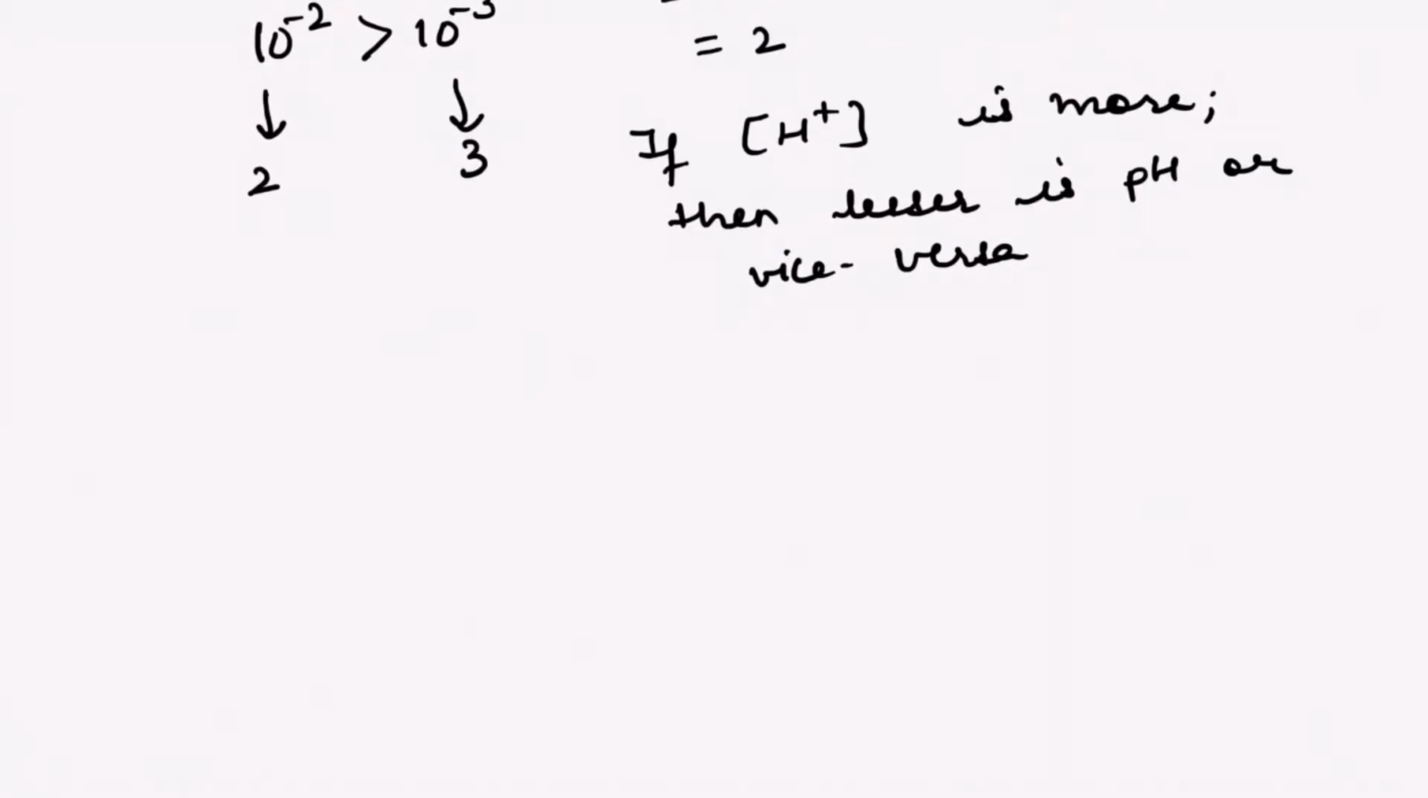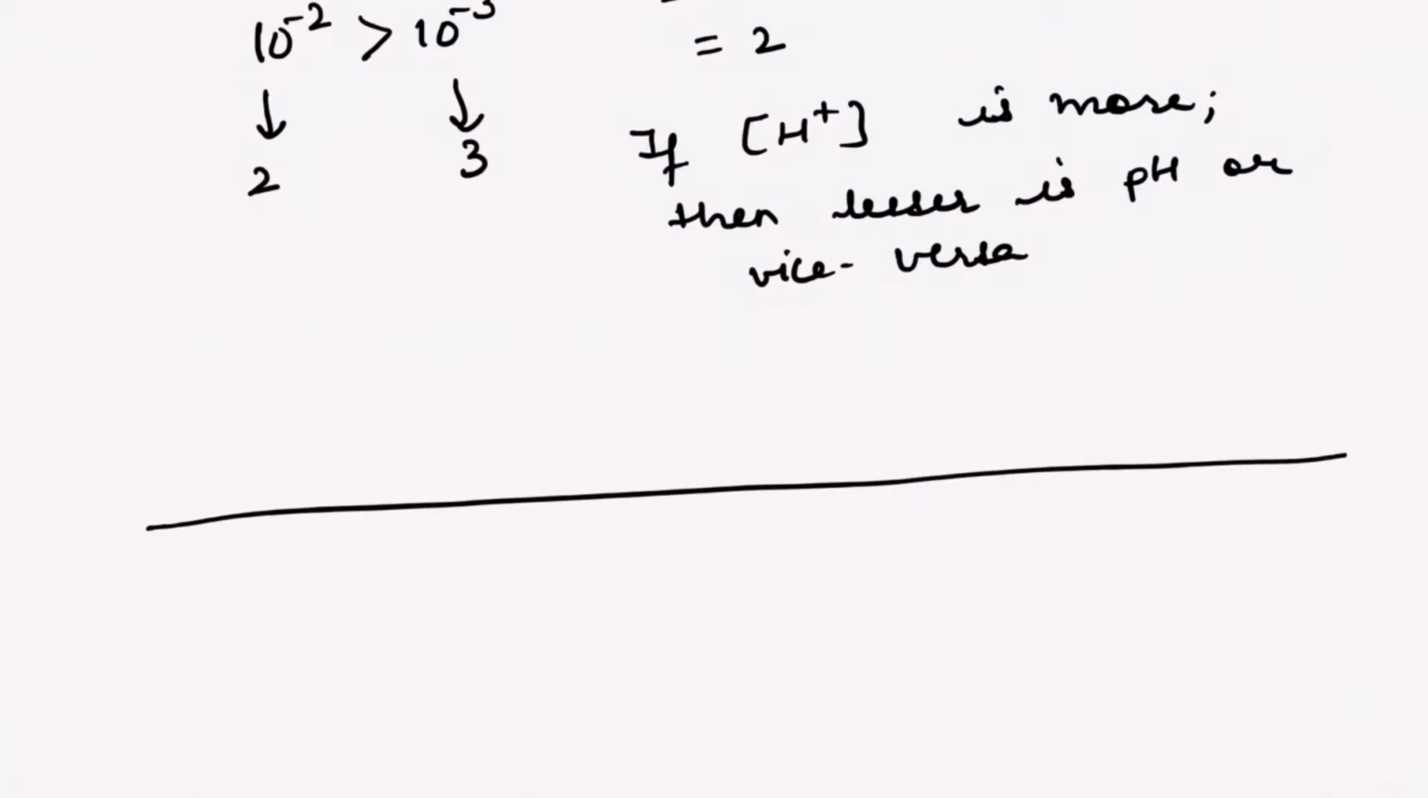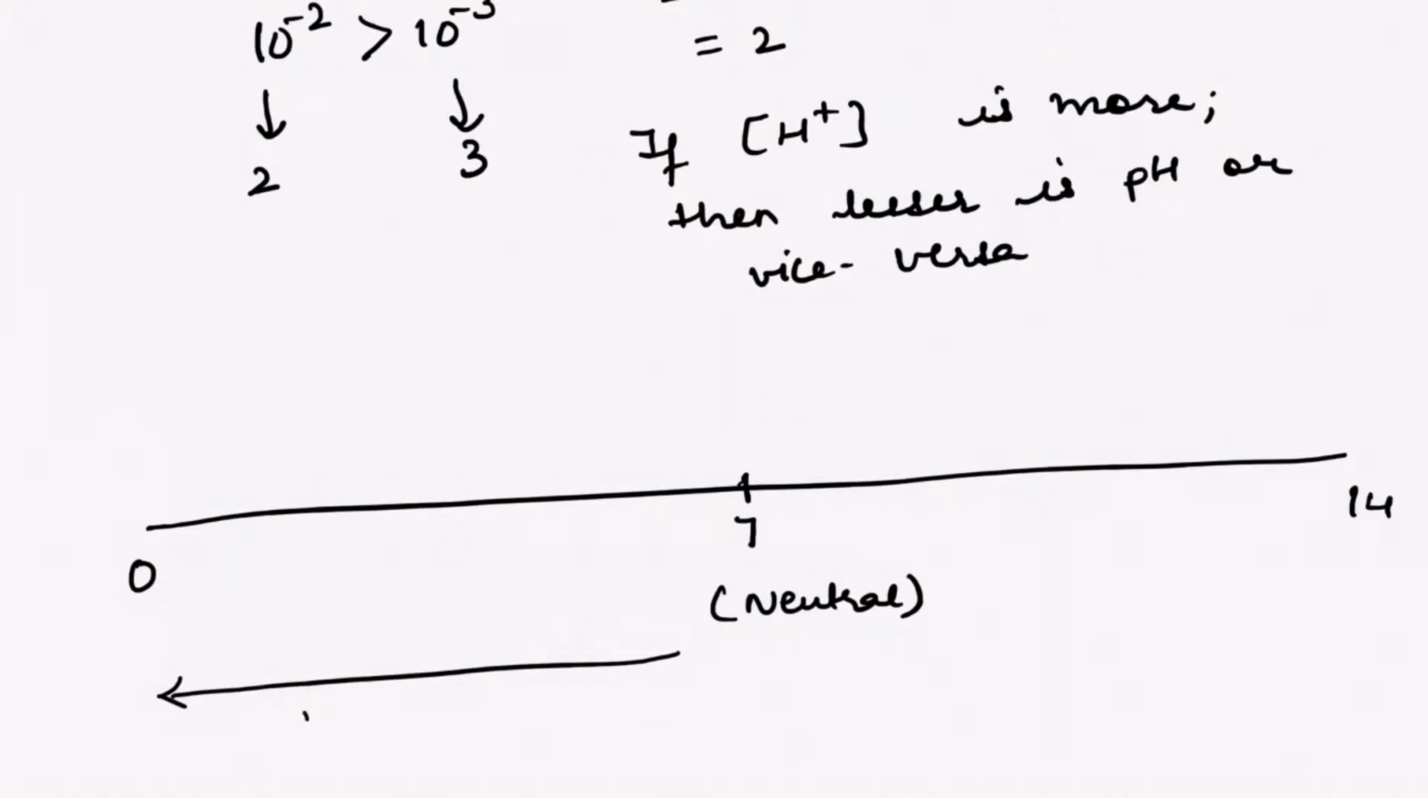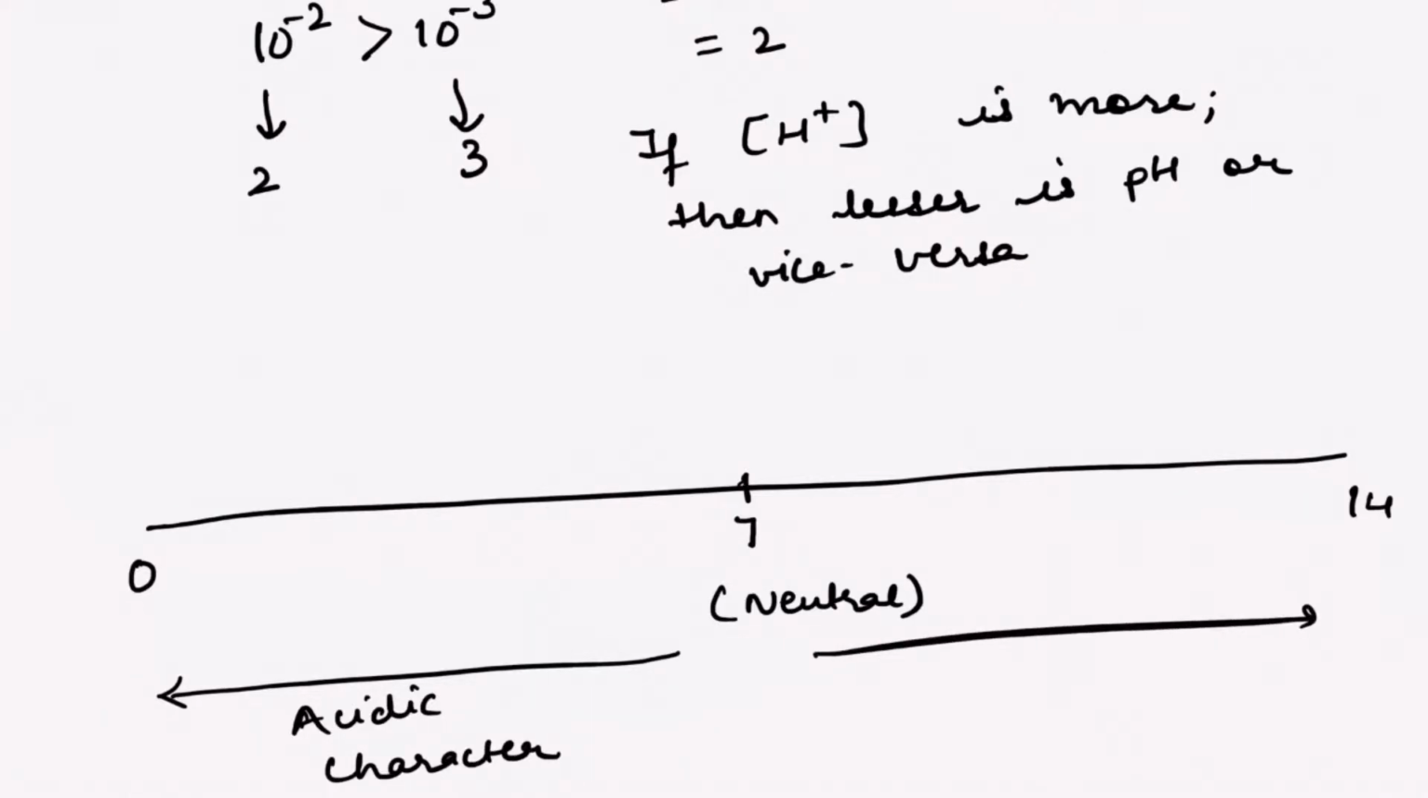Now let's draw this on a pH scale. The pH scale always starts from 0 to 14. In between, in the center, we have 7. 7 represents a neutral solution. Now acidic character increases from 7 to 0. This side acidic character increases, and from 7 to 14, this side basic character increases.